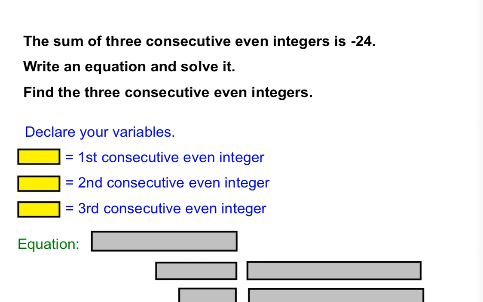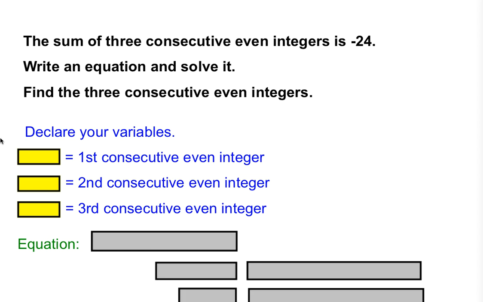So I'm going to go ahead and dive into a sample word problem. The sum of 3 consecutive even integers is negative 24. We have to write an equation and solve it and find the 3 consecutive even integers. So right off the bat, we don't know what the consecutive even integers are.